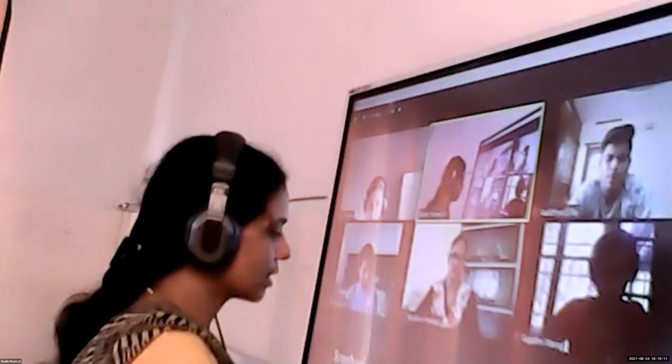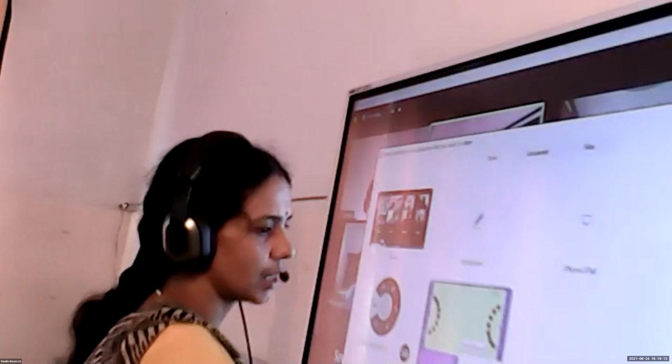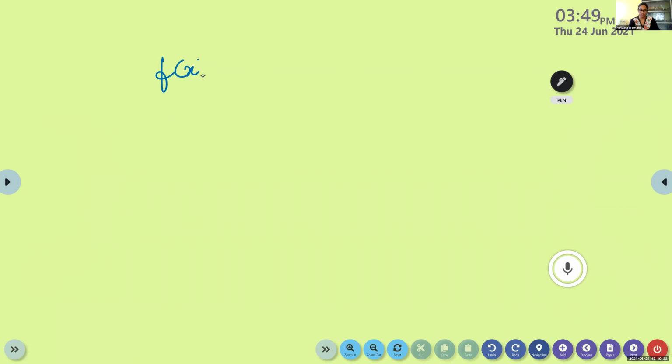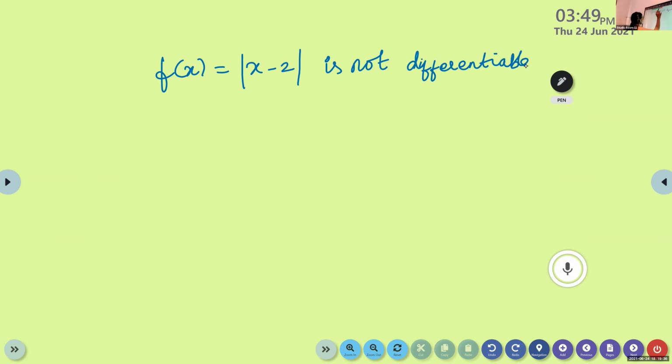Okay. And what is the question we wrote? Can you give the question, Nandana? Read the question. Show that the function f of x is equal to modulus of x minus 2 is not differentiable at x equal to 2. It's not differentiable at x is equal to 2.